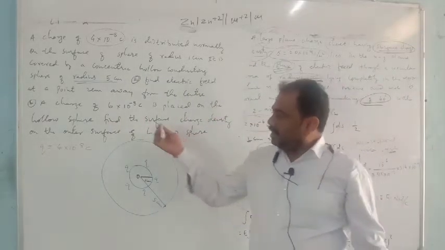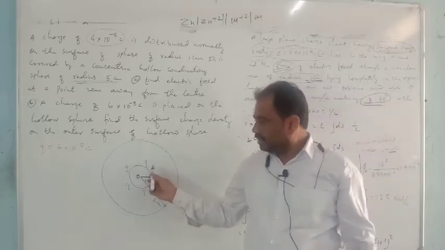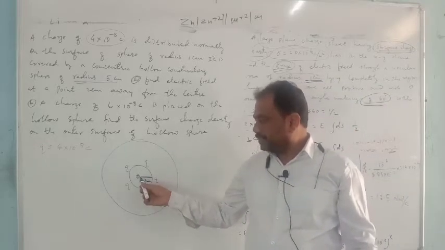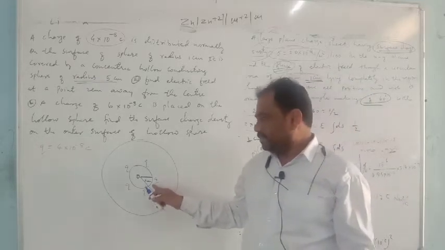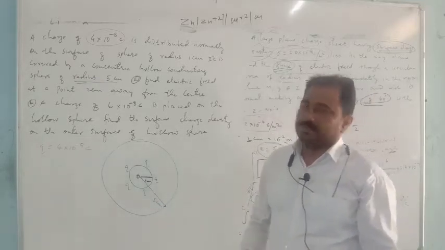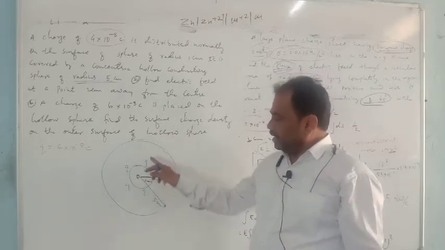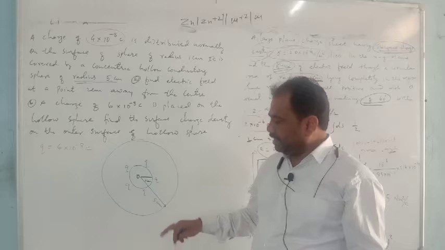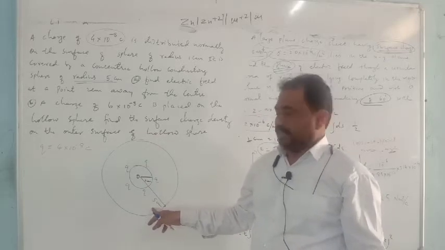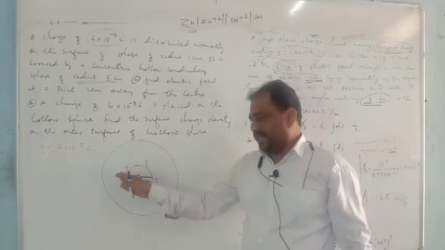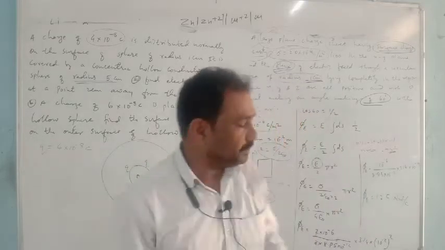We have to draw another concentric sphere. Concentric sphere means what? The center of these two spheres must be the same, that is O. O is the center for the first sphere as well as the other sphere. So first sphere has radius 1 centimeter, another sphere has radius 5 centimeter, and the charges are distributed on the surface of the charged sphere.